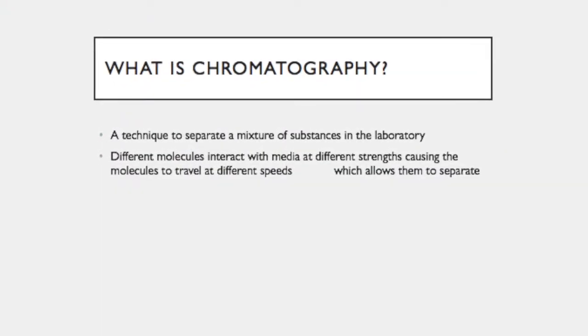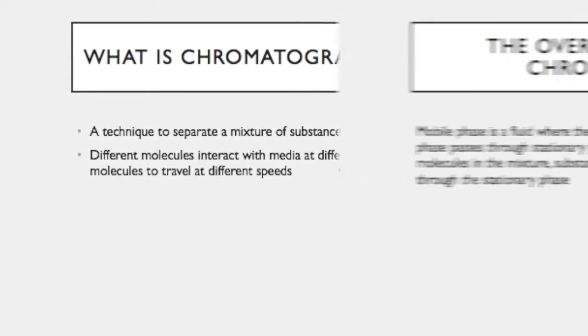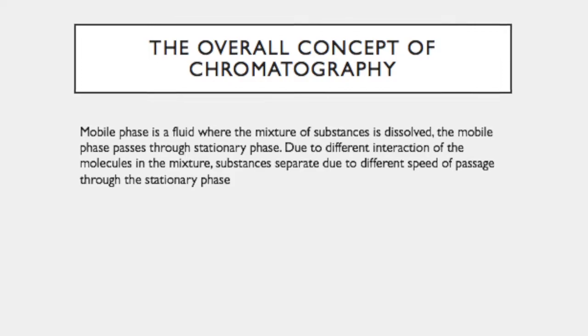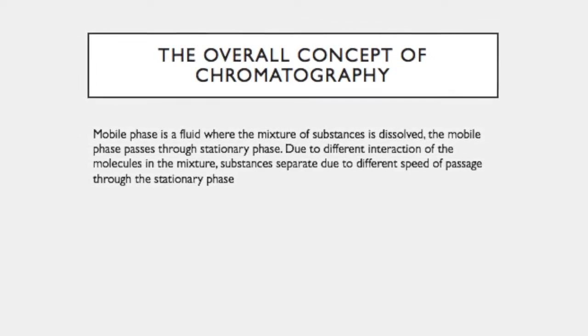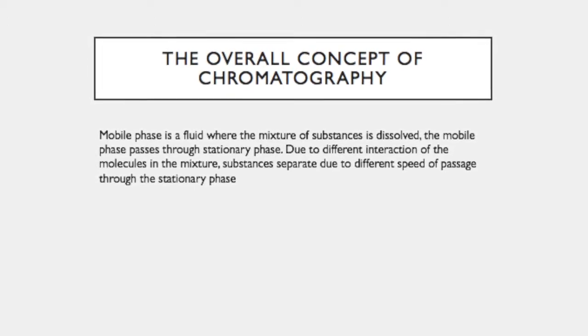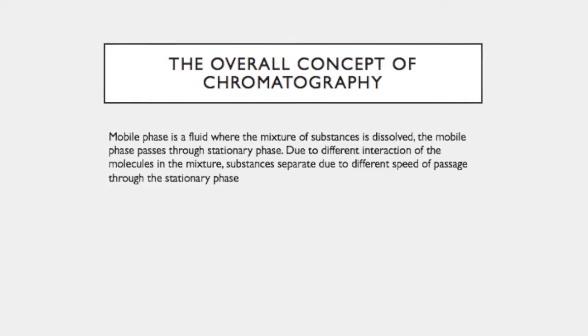So, what is chromatography? Chromatography is a way to separate a mixture of substances in the lab. When talking about chromatography, it's very important to mention that the immobile phase is a fluid where the mixture of substances is dissolved, and the mobile phase passes through the stationary phase.